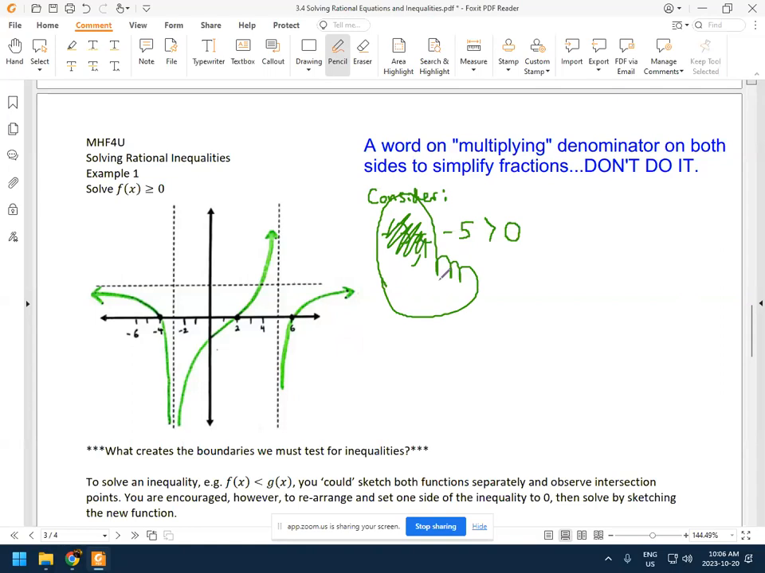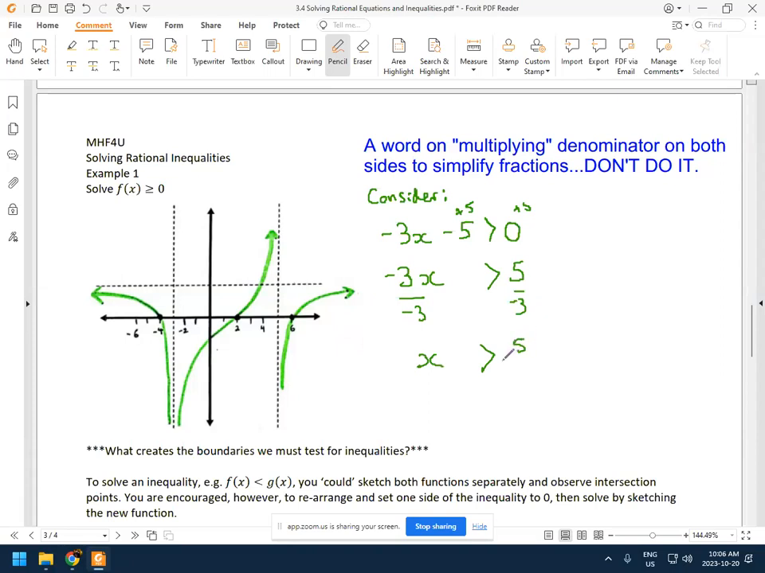How do you get rid of a -5? +5 on both sides, right? So let's do algebra by adding 5 on both sides. And what do we get? -3x is greater than 5. Mathematically correct. And then how do you get rid of a multiplication of -3? Division. So if you divide both sides by a -3, you would think the answer is going to be x is greater than -5/3.